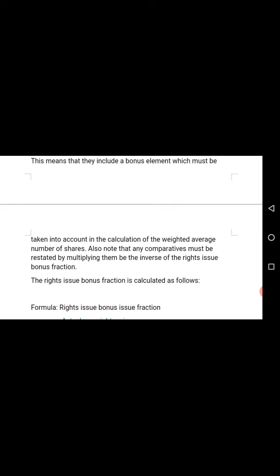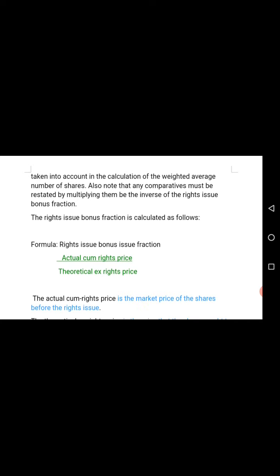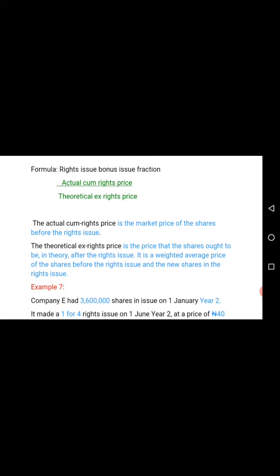Now we have the formula here. It says actual cum rights price divided by theoretical ex rights price. These are not complex words, so we'll look at the meaning of each one. The first one is the actual cum rights price. What is the meaning of that? It means the market price of the shares before. One is simply before, and one is simply what it should be. Before is the actual cum rights price. Before the rights issue, what was the price of the shares on the stock exchange market? That is the market price of the shares before the rights issue.